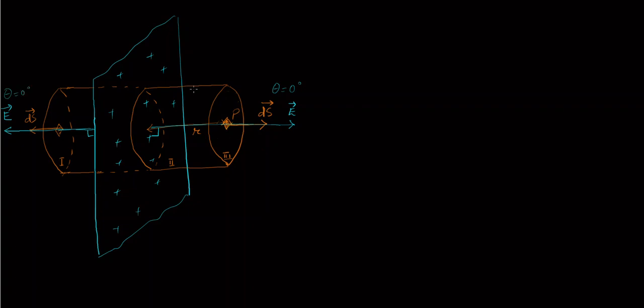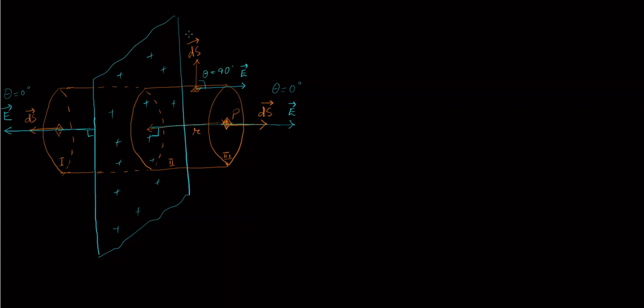In region 2, let us draw the area like this, ds. Now this area is facing up. It is facing up like this. This is ds. And the electric field crossing ds will be in which direction? The electric field will be in that direction, that is E bar. So what is the angle here? Theta here will be 90 degrees.